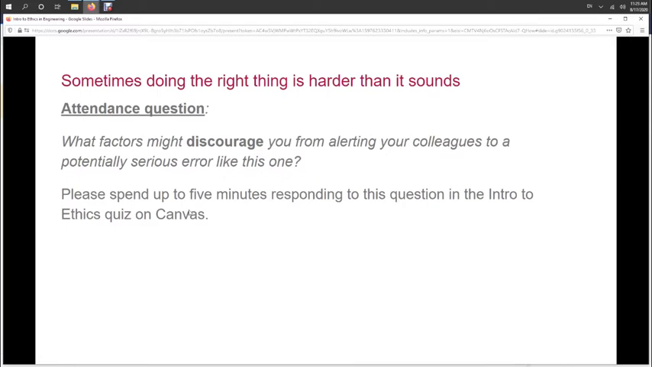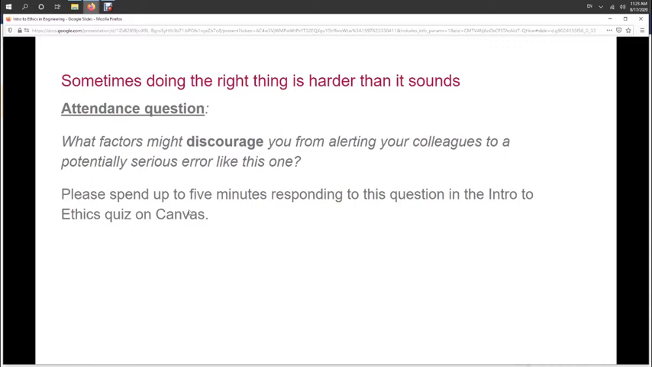And here's your attendance question for today. There will be a quiz on Canvas, so you can answer this question there. What factors might discourage you from alerting your colleagues to a potentially serious error like this one? So I'm not asking you whether or not you would speak up. I assume you all want to do the right thing, but there could be some factors that could discourage you from alerting your colleagues to an error like this.